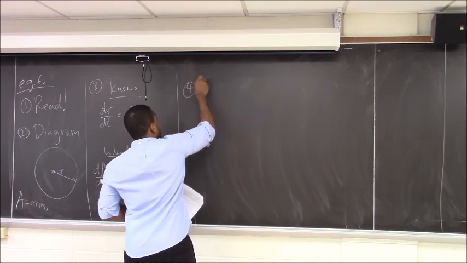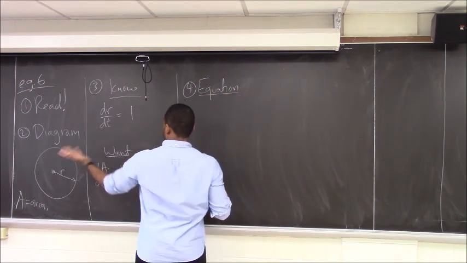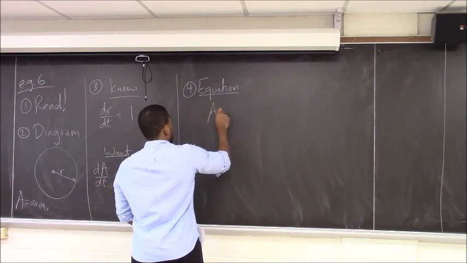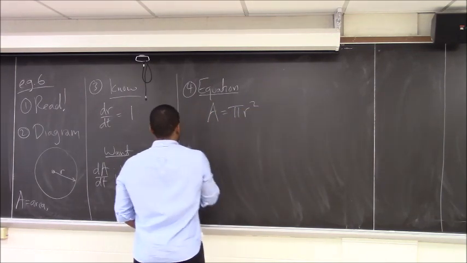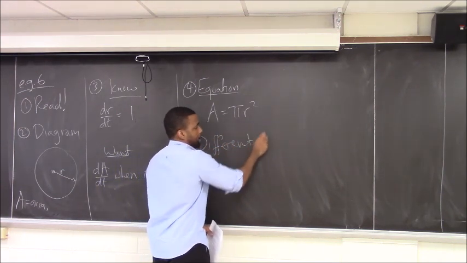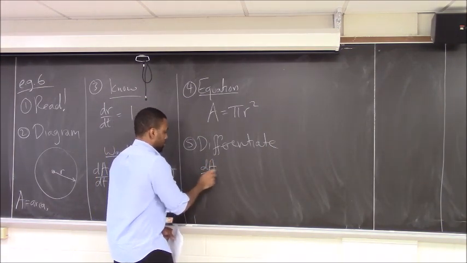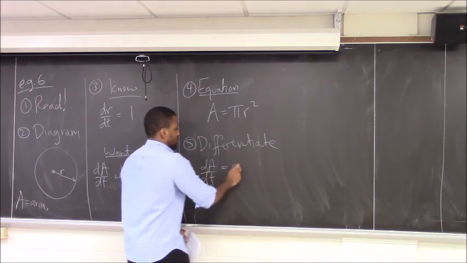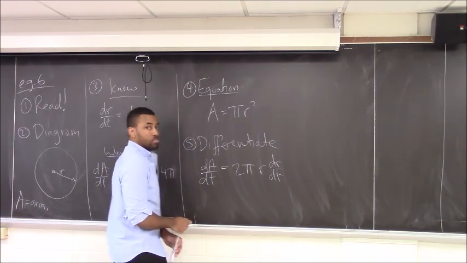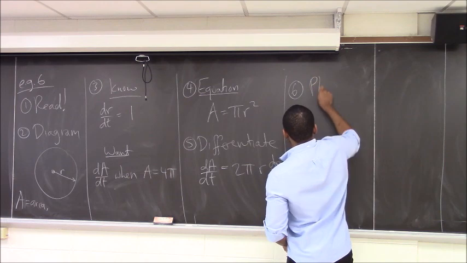So we're going to set up an equation. What equation would go with this? A equals pi r squared. Step 5, you're going to differentiate. dA/dt is equal to 2 pi r times dr/dt. And then finally step 6, we're going to want to plug in.